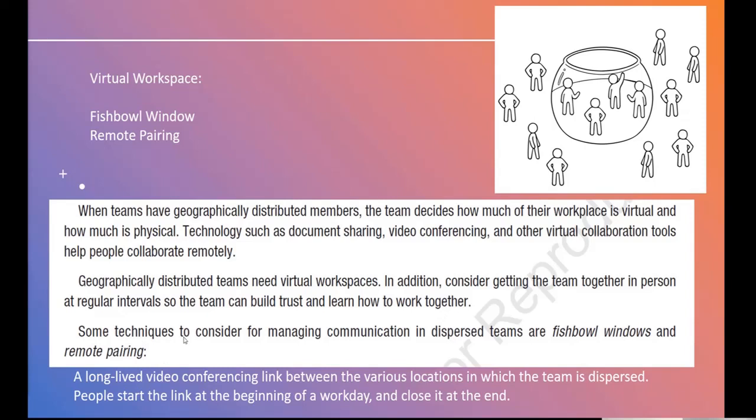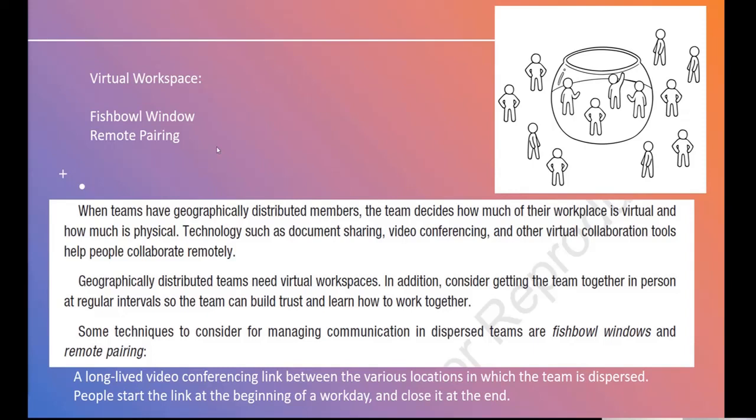Some techniques to consider for managing communication in dispersed teams are fishbowl window and remote pairing. So for virtual workers, how can you manage communication with a dispersed team? Dispersed team means, as I mentioned, China, India, Germany, France, USA, different locations. So how can you manage communication with these teams? They are saying that there are two techniques. One is called fishbowl, another is remote pairing.